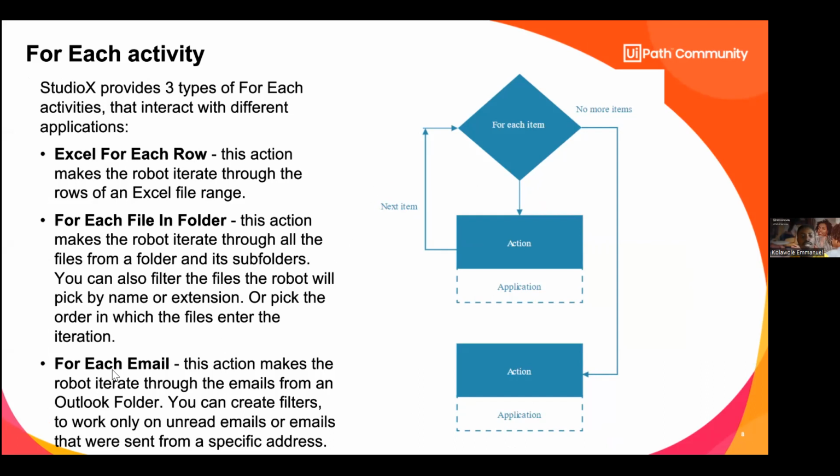Then the last one here is for each email. If you have a lot of emails, like 1,000 emails, and you want to perform an activity on each and every email, you can use for each email. This goes to your email, maybe Outlook or Gmail, whatever you are using, picks the first email, performs the activity, then takes the second email and performs the activity that you have instructed it to do. So enough talking. Let's see how it works in the real sense.